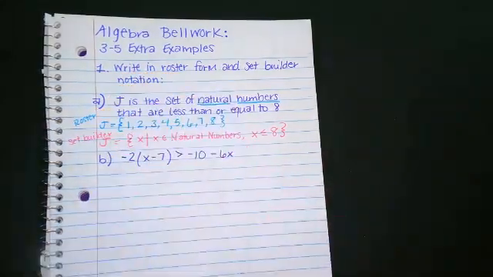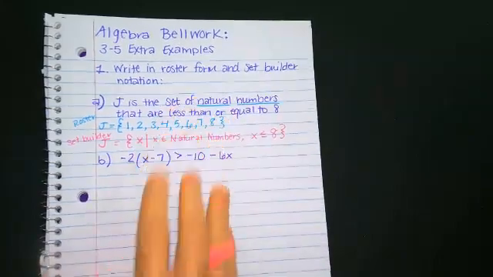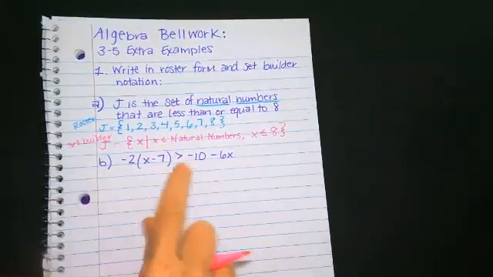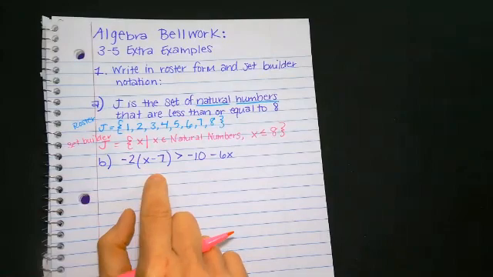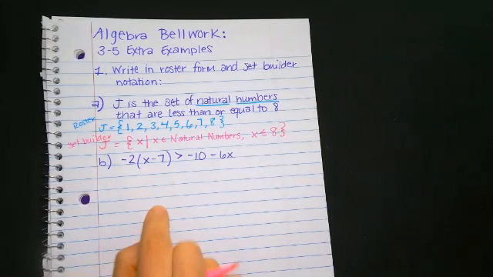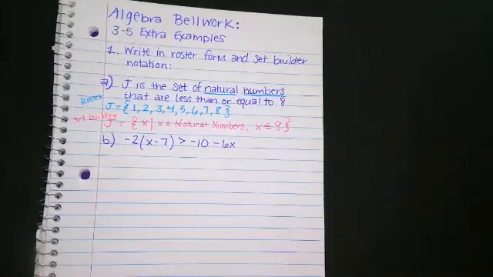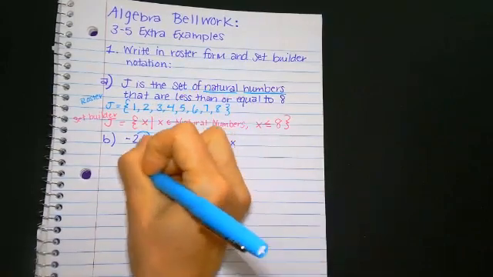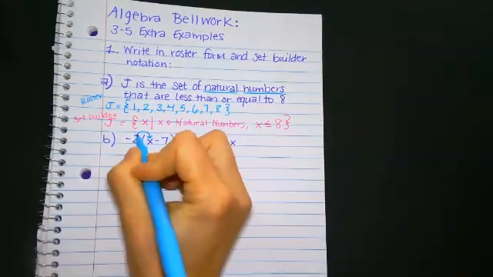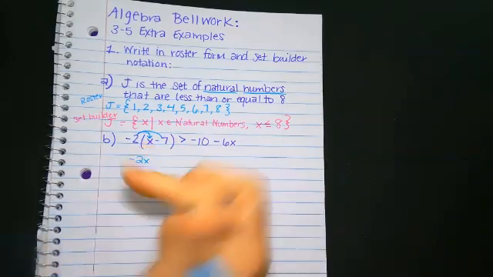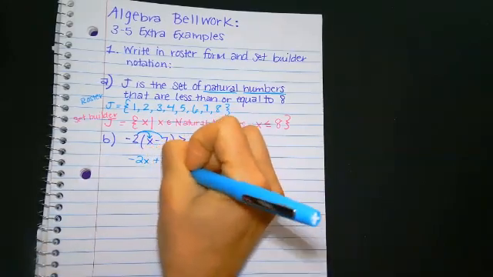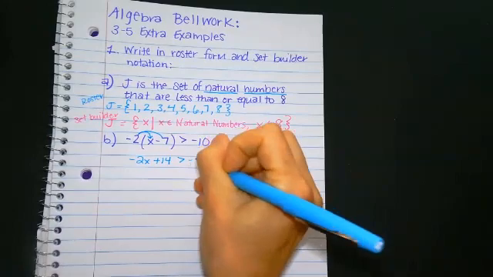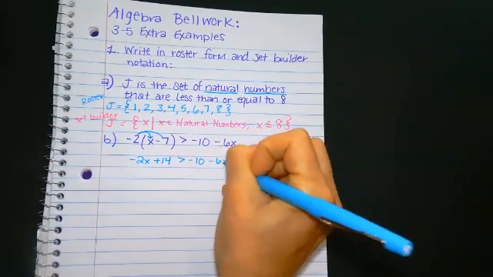Okay, so that's how we do it from a description. You will more than likely see them like this, though, where you have an inequality, okay? And so in this case, the first thing you need to do is solve that inequality. So let's do that. So negative 2 times x is going to give us negative 2x. Negative 2 times negative 7 is going to give us positive 14, is greater than negative 10 minus 6x.